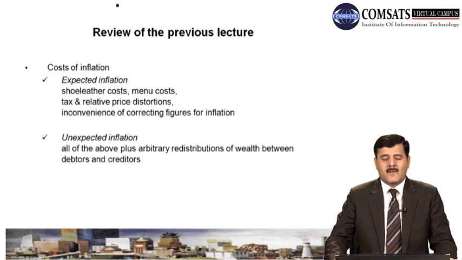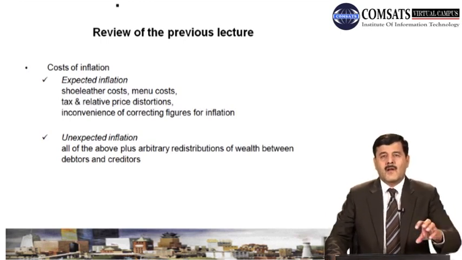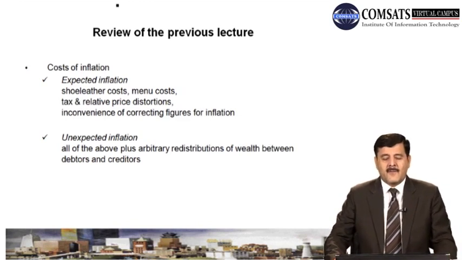And then we have also discussed that sometimes there are social costs with unexpected inflation. All of the above plus arbitrary redistribution of wealth between debtors and creditors, right? So jitni bhi upar humne social cost ki baat ki in case of the expected inflation, wo sari plus usme arbitrary redistribution of wealth between debtors and creditors. So that is again one of the social costs of unexpected inflation.